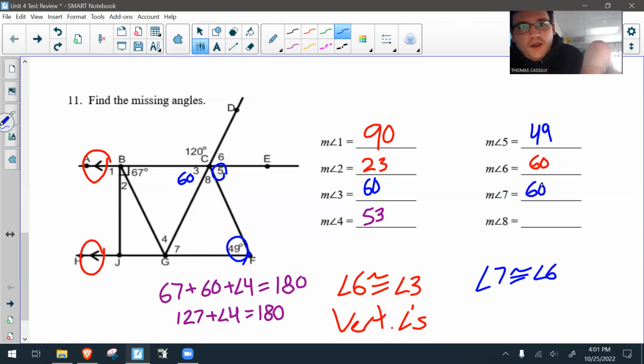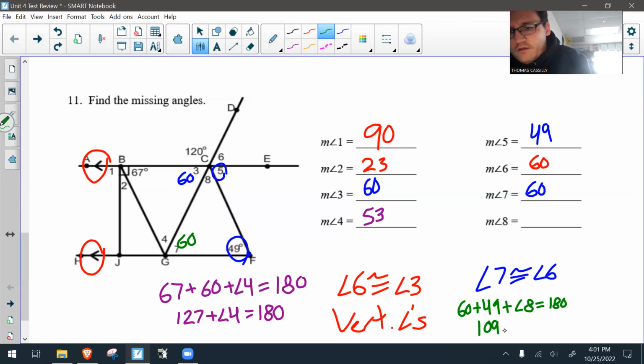And last but not least, angle 8. We have a 60-degree angle. We have a 49-degree angle. We know 60 plus 49 plus angle 8 equals 180 degrees. 60 plus 49 is 109. 109 plus angle 8 has to equal 180. That gets us to 71. That has to be a 71-degree angle. All right, and there we have it.